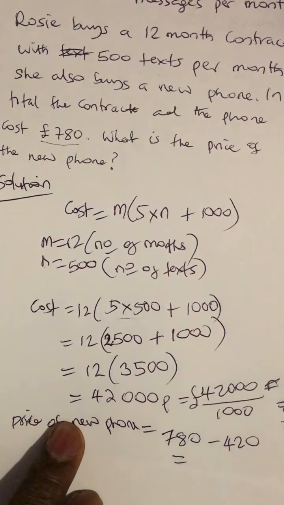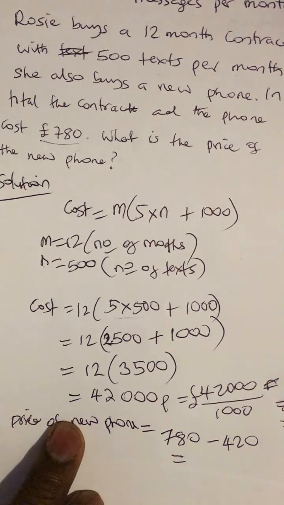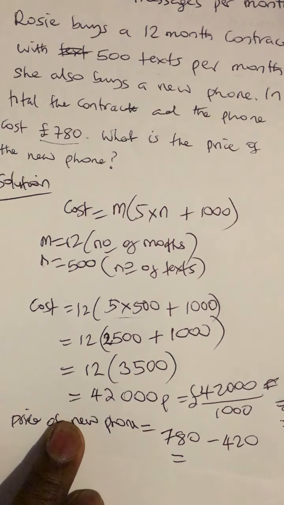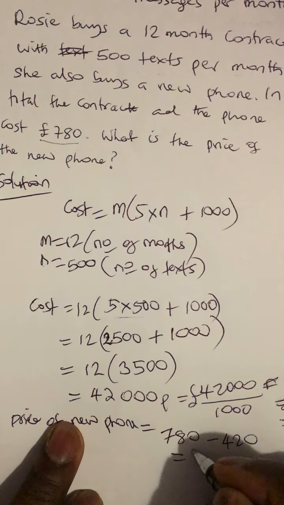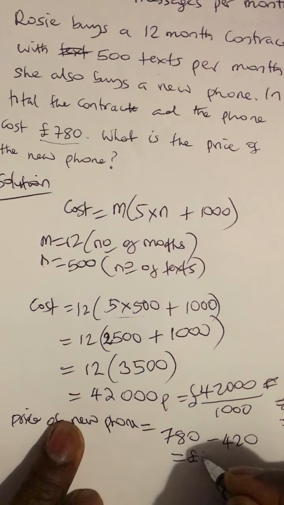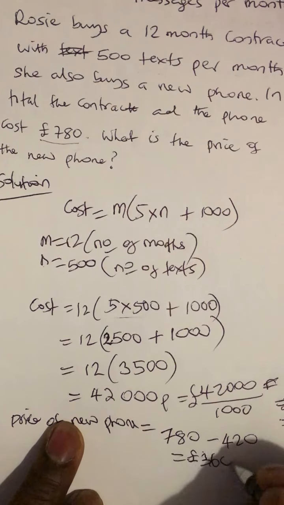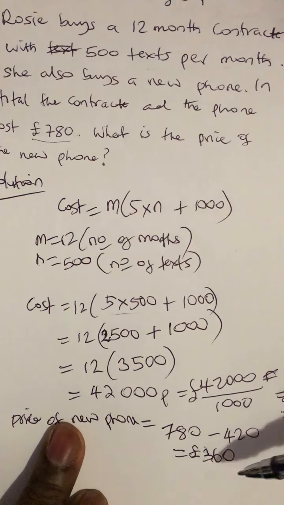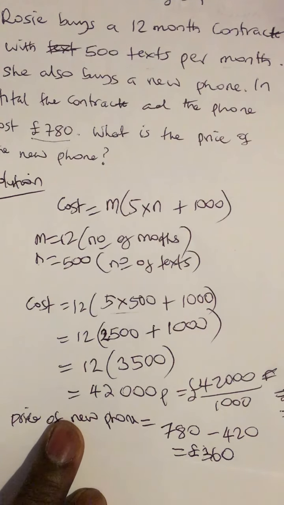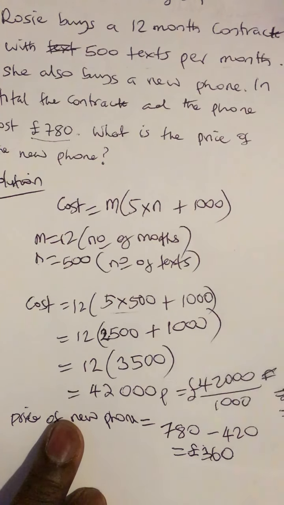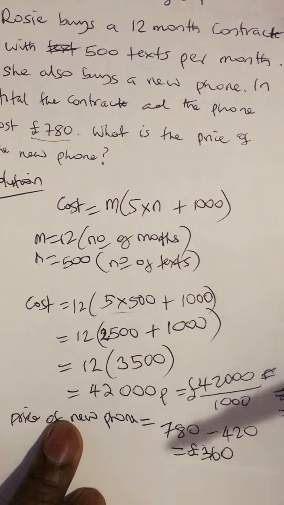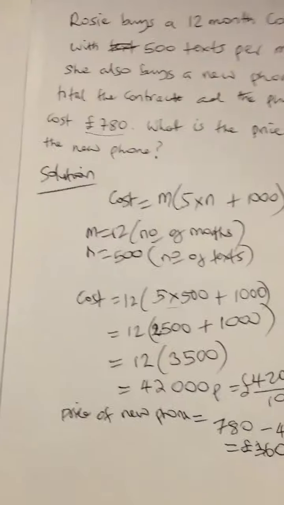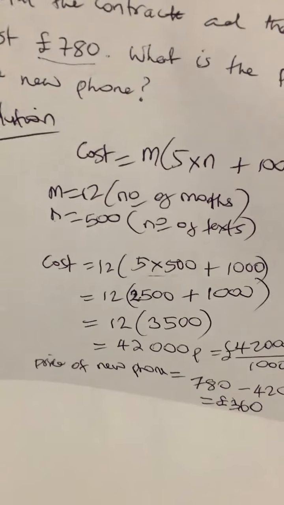So this will now give us 360 pounds. So it basically means that the new phone cost her 360 pounds, while she paid 420 pounds for the phone contract, and the total price she paid now amounts to 780 pounds. So that's for formulas with letters.